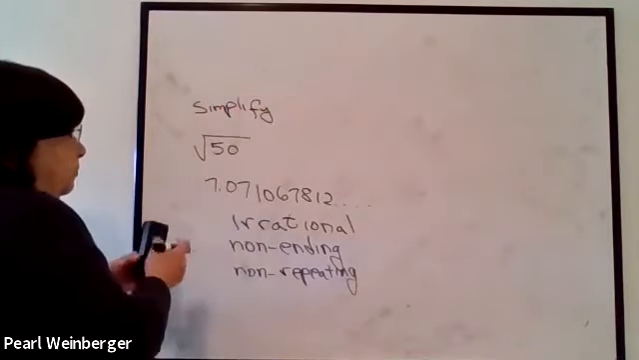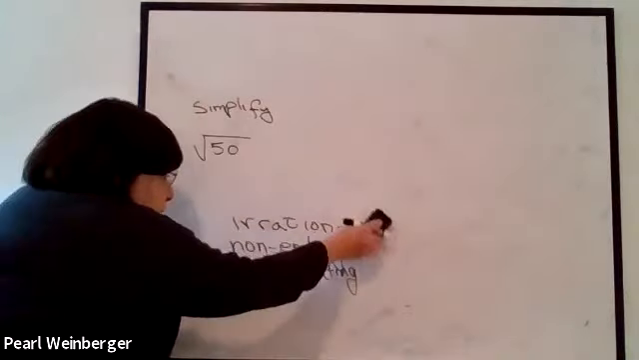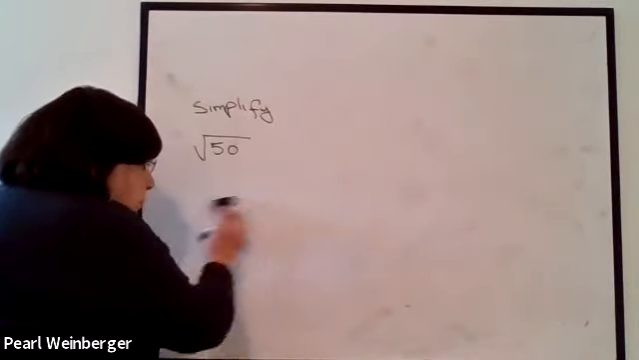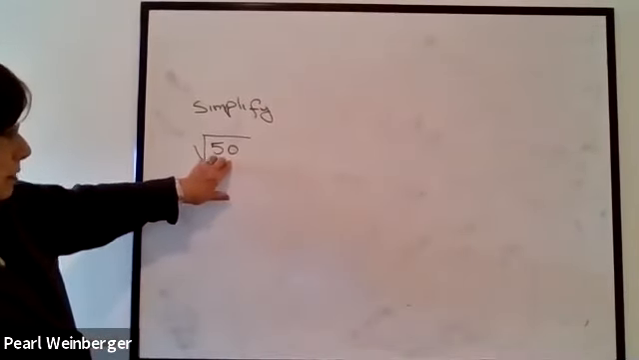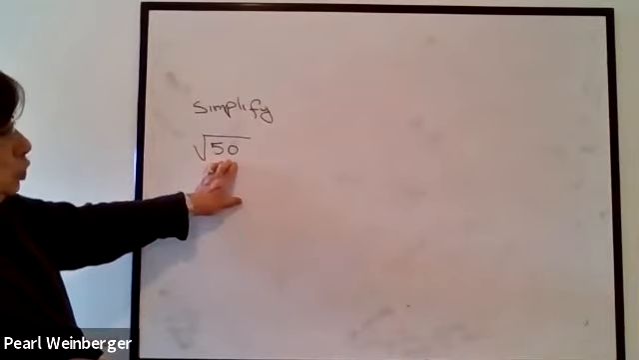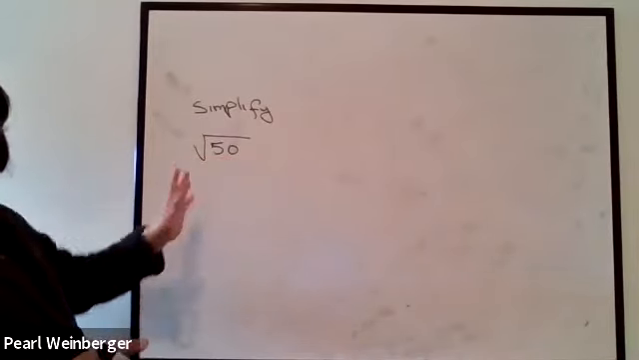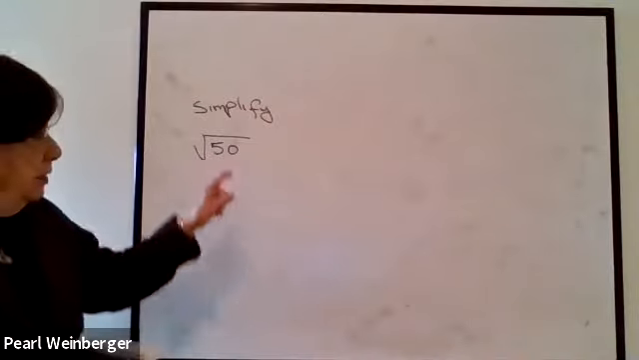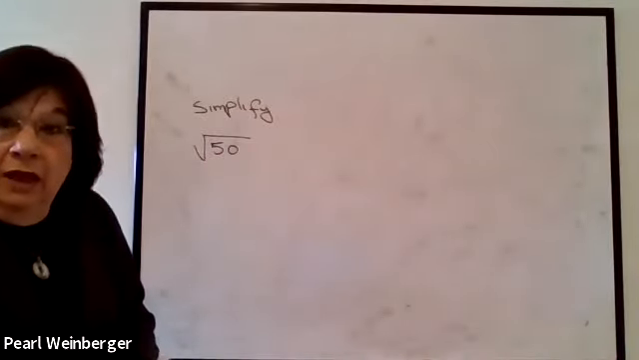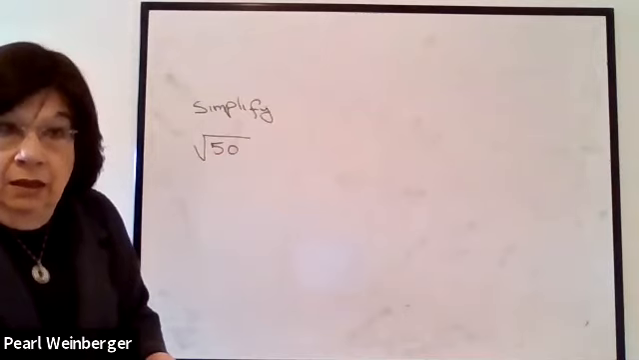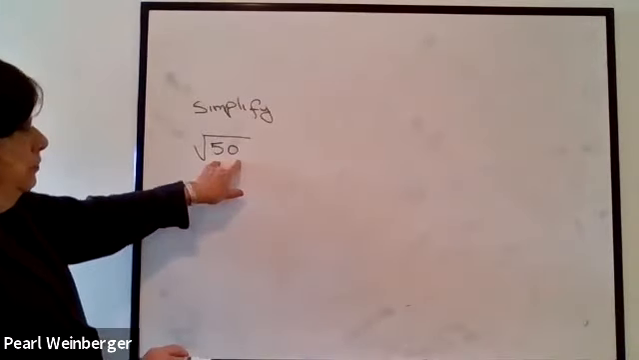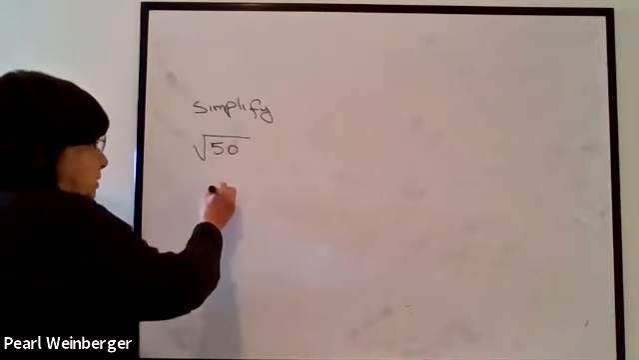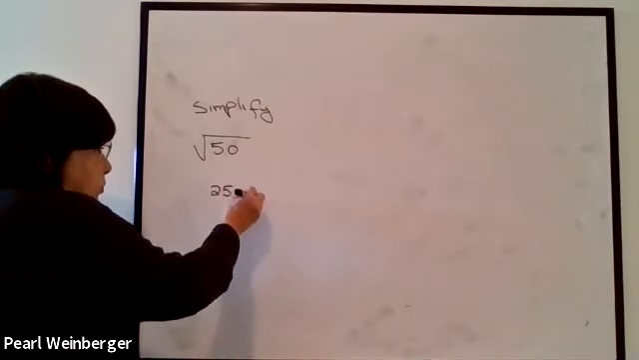Now, the way we simplify a radical, instead of going to our calculator, is we take the original number that's inside the radical and try to break it up into two numbers that multiply. We're looking for two numbers that multiply to, in this case, 50, and one of those numbers has to be a perfect square. Well, I think everybody realizes that 50 could actually be written as 25 times 2.